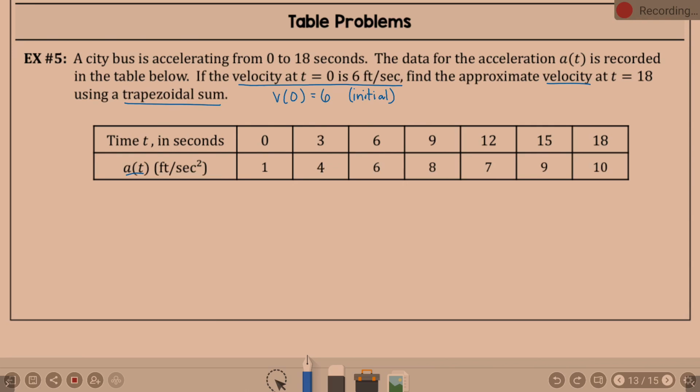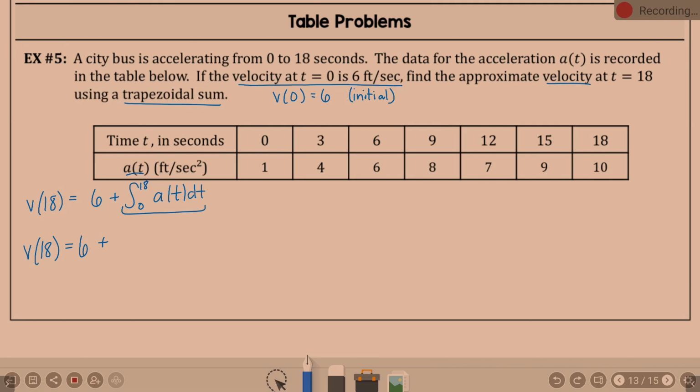I'm going to write it as this. In order to find the velocity at 18, we're going to do the initial, which is 6, plus the integral of acceleration, the integral of a of t dt from time 0 to 18. That's technically how we'd write it out. Now, here's the deal. We don't have a nice, neat equation to plug in for a of t, do we? So that's where the trapezoidal sum comes in, right? So 6 plus. Carry it down. Don't lose it. Okay, guys.